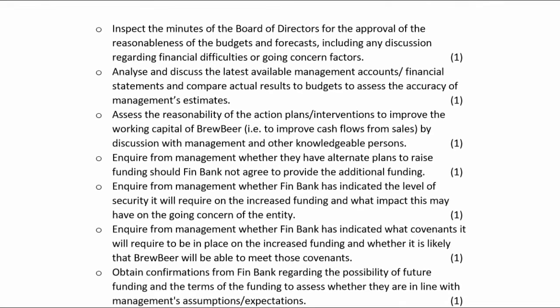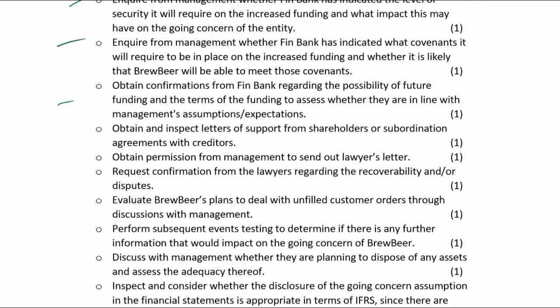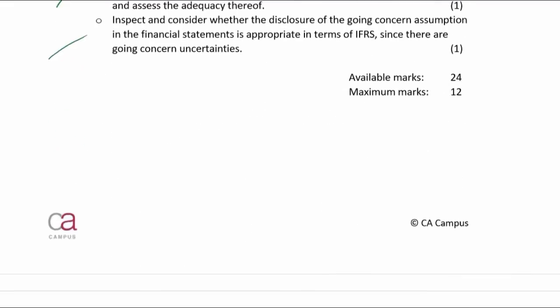If they don't mention anything like that, you can go into it. If they do mention who performed it, you can once again go into that. Looking for evidence of financial difficulties, latest interim financials, the plans to address this, and then getting confirmation from the bank itself that they will give this overdraft, but what are the terms and conditions? Attorney confirmation, plans for unfulfilled orders, subsequent events, and what's the disclosure in the financials.